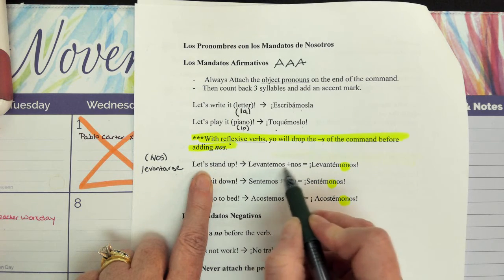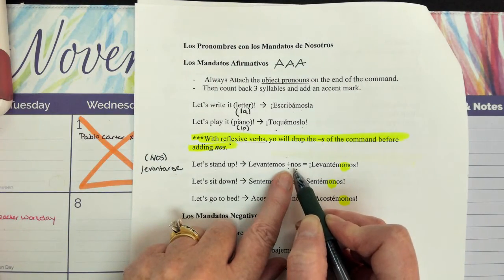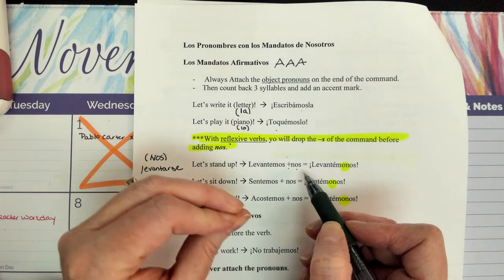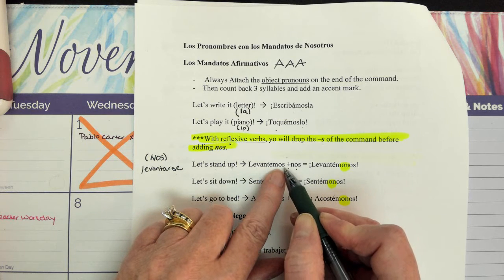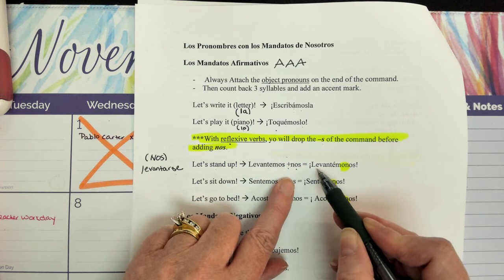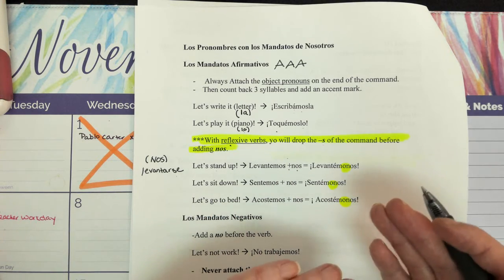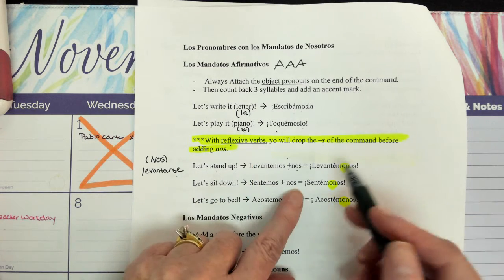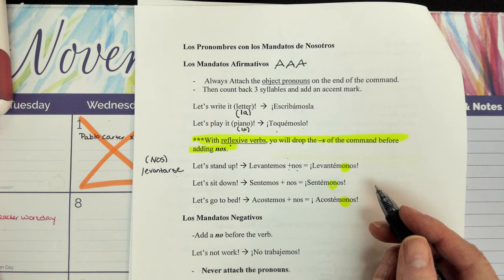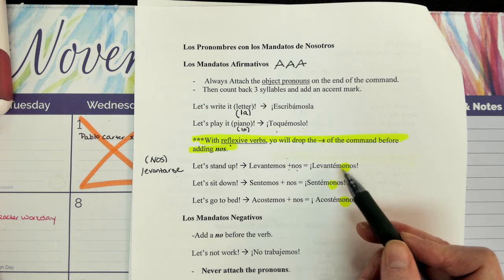And here, now, we want to add nos onto the end, because affirmative we always attach. So that says levantemos nos. There's a lot of S sounds there. So what we do is we drop this S right there, and then we'll attach it. So we get levantémonos. Now it all flows a little bit better than having that S there. Again, this is only with reflexive verbs. Then we still count back 3, 1, 2, 3, and we add our accent. Again, we add our accent on the E of -emos or the A of -amos.